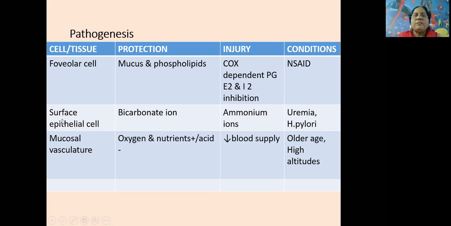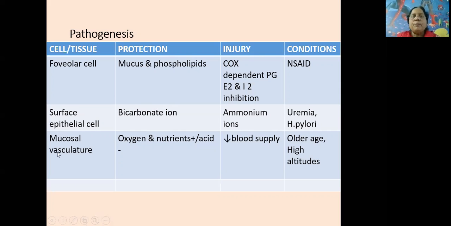Second, the surface epithelial cells secrete bicarbonate ion. In uremia, as well as in H. pylori infection, where urease is present, ammonium ions are the injurious ions that are produced, and that will reduce the bicarbonate ion secreted by the surface epithelial cells.